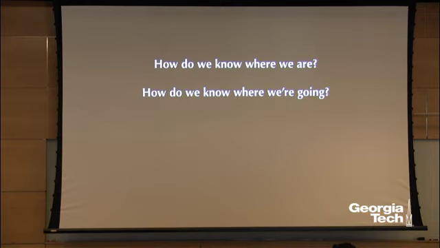Now, there are a lot of ways that you can know where you are. You just look around the room, you take in a few visual cues, and then you make a comparison of those visual cues to some map of some memories of having been in this room before. And you say, oh, yeah, I'm in the seminar room at Georgia Tech.